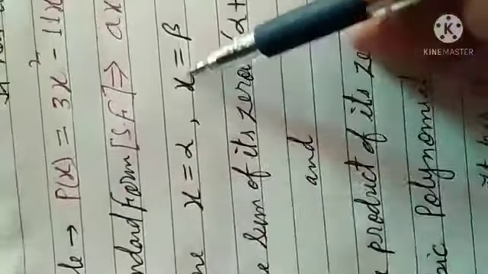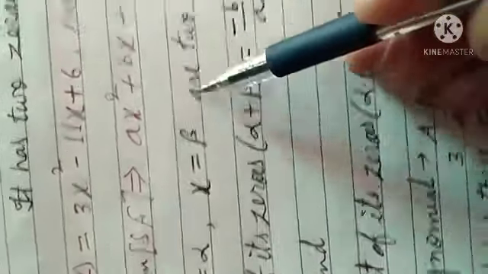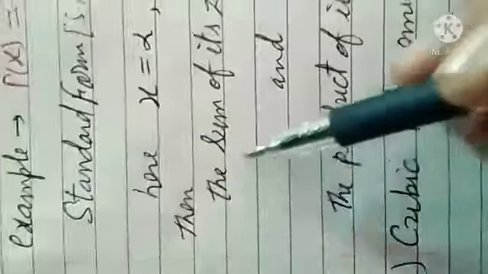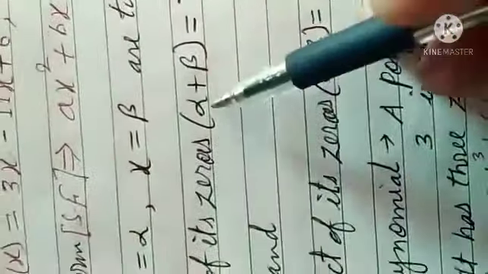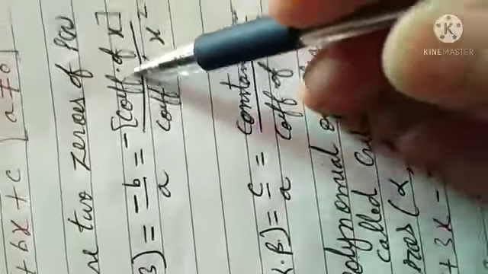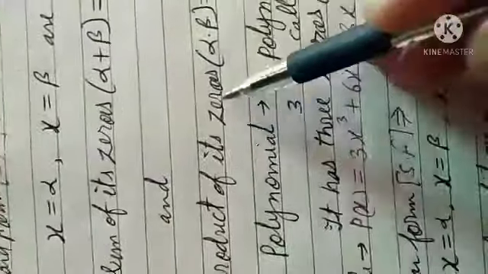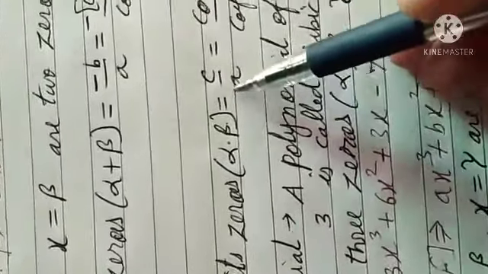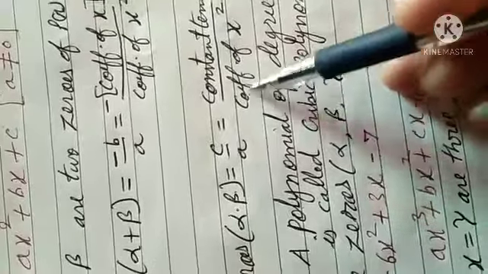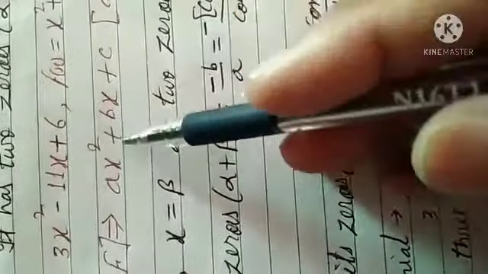And here alpha and beta, meaning x is equal to alpha and x is equal to beta, are the two zeros of this polynomial p(x). So the sum of its zeros will be alpha plus beta is equal to minus b upon a. Minus b upon a means minus coefficient of x upon coefficient of x square. And here the product of its zeros, alpha into beta, will be c upon a. c means constant term, and a means coefficient of x square. So this is the detail of quadratic polynomial.